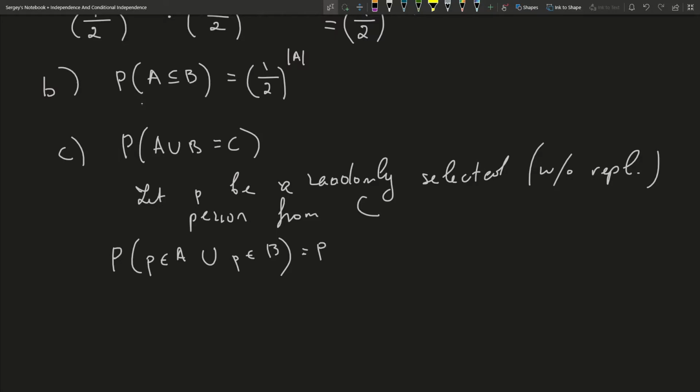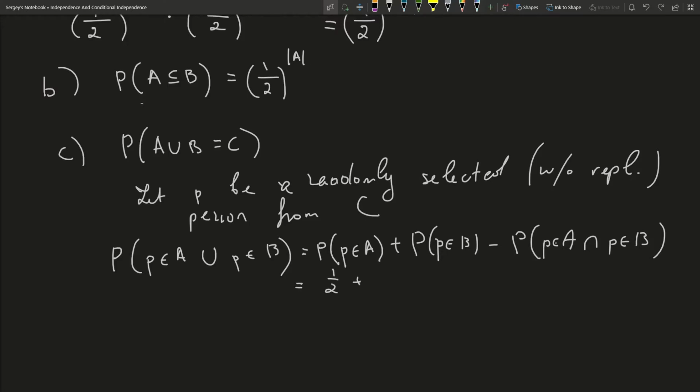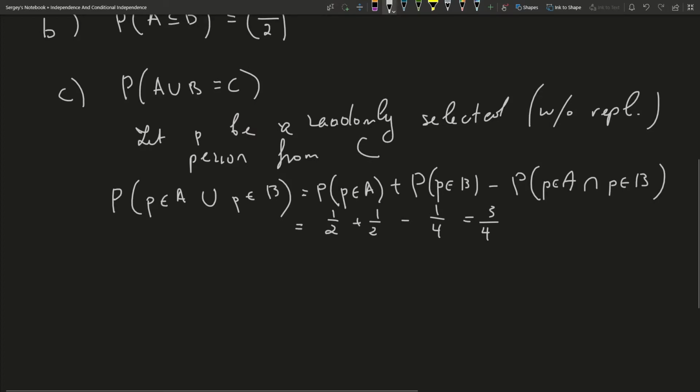So we know that this probability can be computed by taking the probability that this person is friends with Alice plus the probability that this person is friends with Bob minus the probability of the intersection, so this person is friends with both Alice and Bob. So this becomes 1/2 plus 1/2 minus a fourth, and we get 3/4. So notice we found that given a random person from C, the probability that this person is either friends with Alice or friends with Bob is 3/4.